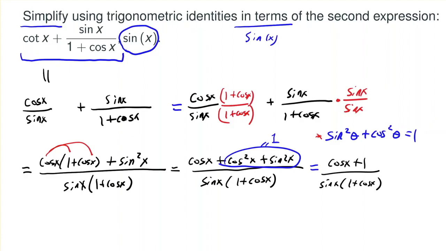Now if you look here, cosine x plus 1 is the same as 1 plus cosine x. These two are the same, so they cancel out. We are left with only 1 over sine x. This is the final answer when we write it in terms of sine. In terms of sine is not saying it exactly equals sine, but that the expression uses sine x.